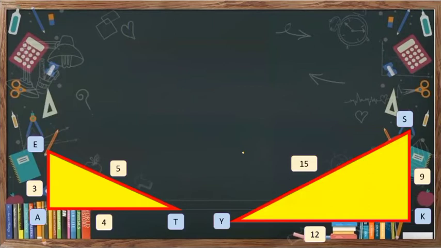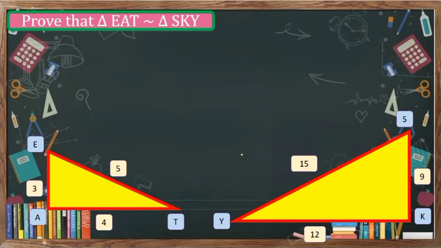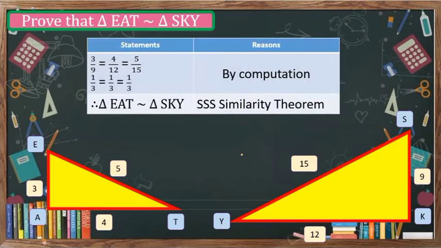Now, look at these two triangles. Let us prove these two triangles are similar by SSS by solving the measurement of their sides. So we're going to prove that. EA corresponds to SK, so it is 3 over 9. Next, AD is to KY, so we have 4 over 12.